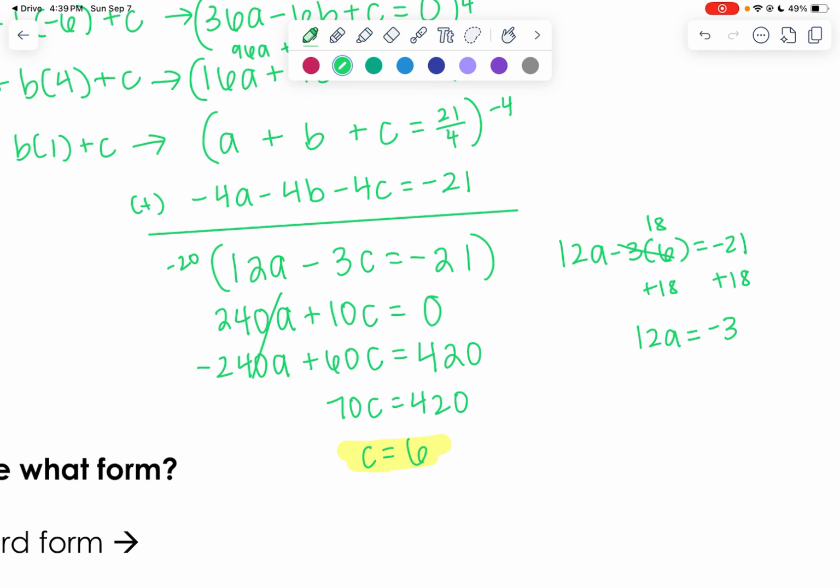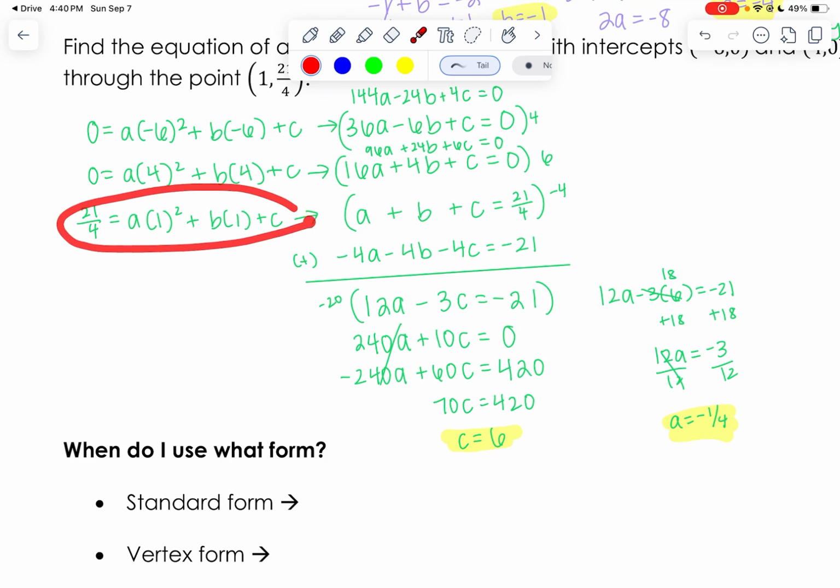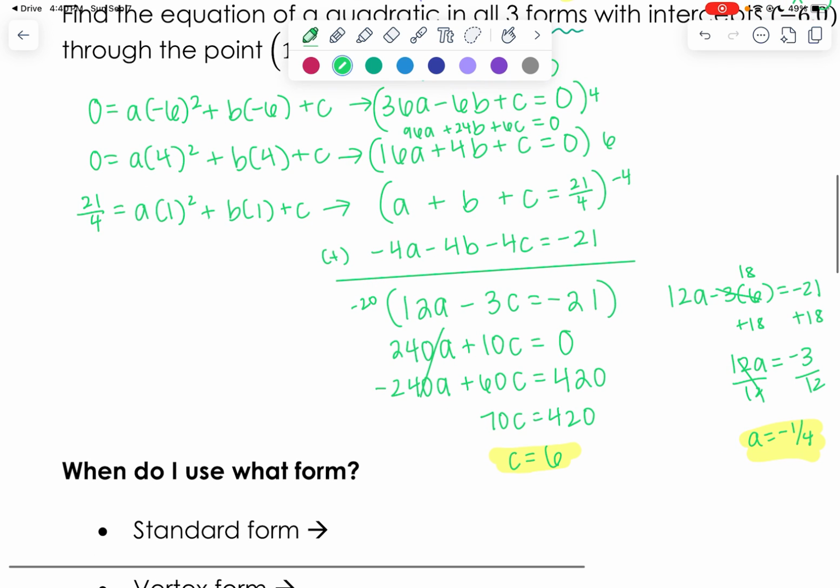Divide both sides by 12. Negative 3 divided by 12 simplifies to negative 1/4. So now I have A and now I have C. After that, all that's left to find is B. So I'm going to come back over to this one. I know there's a fraction in it. That's okay. We're going to practice our skills.